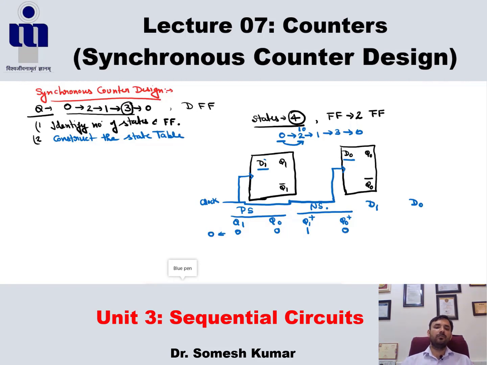Now the present state is 1, 0. This is now the present state, and the next state becomes, if the present state is 2, next state is 1. Fine. So this is our next state. If I am saying our present state is 1, present state is 1 means this 0 and the 1.